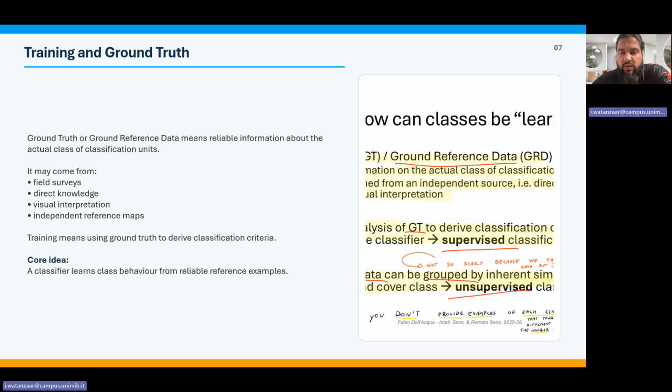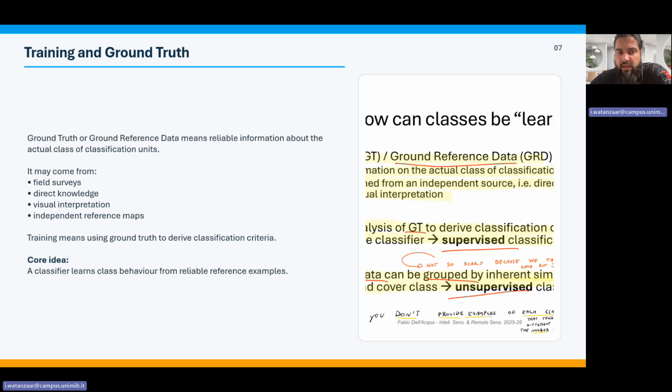Training and ground truth, this is really important. We can say this is reference data. It means reliable information about the actual class of the classification unit. So we said that the single classification unit is the part of the classifier which is about a single class, and they are assigning a data set into multiple classes as per the pixel values. So what exactly are training and ground truth? Here we are discussing mainly the ground truth, then the training.